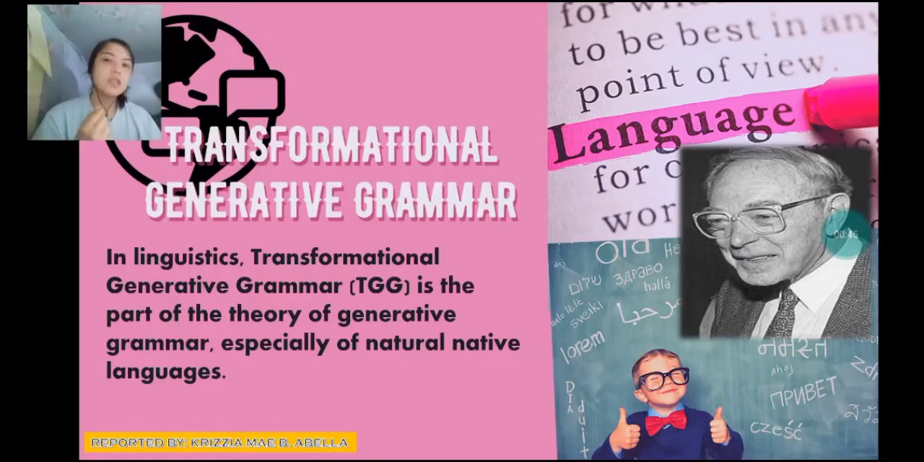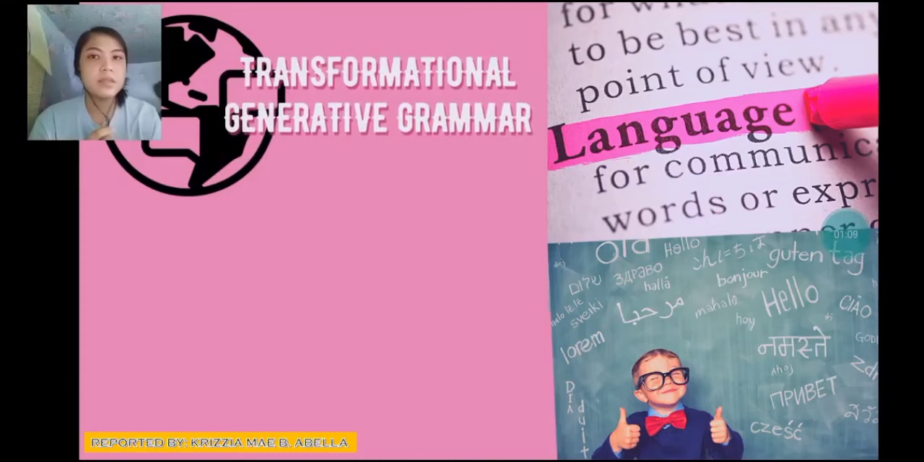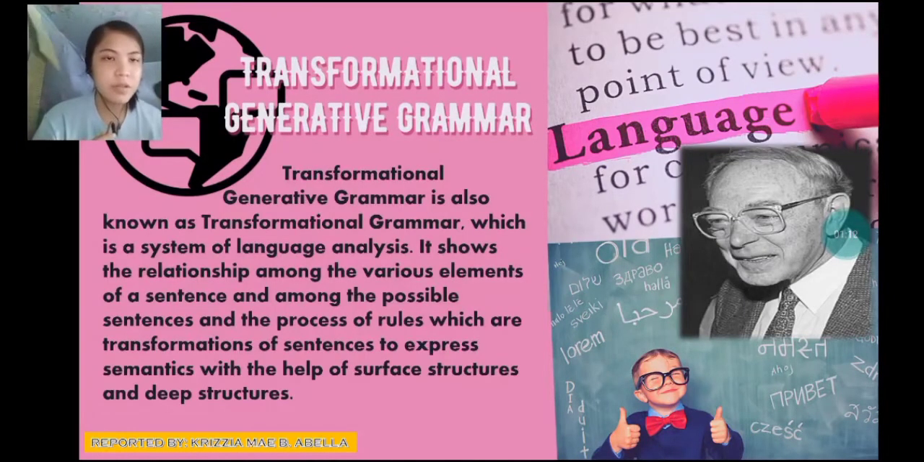Generative grammar theory claims that human language is formed by a set of fundamental principles found in the human brain. Chomsky and others believe that our natural language is responsible for what we call universal grammar. Transformational generative grammar is also known as transformational grammar, which is a system of language analysis. It shows the relationship among the various elements of a sentence and among the possible sentences, and the process of rules which are transformations of sentences to express semantics with the help of surface structures and deep structures.